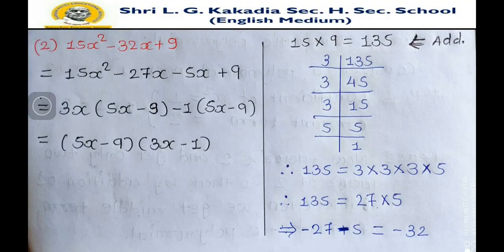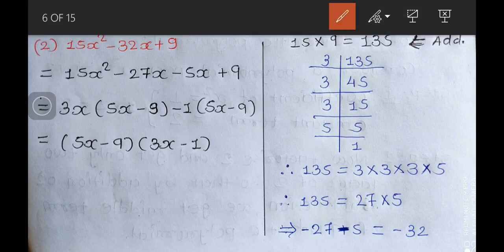Now one more example, example number 2, is given: 15x square minus 32x plus 9. Here the coefficient of the first term is 15, and the constant term is 9. Then we multiply both, and we get 15 multiplied by 9 is equal to 135. You can see that here the answer is positive. Then we find the factors of 135 and we add both factors, and we get the middle term.